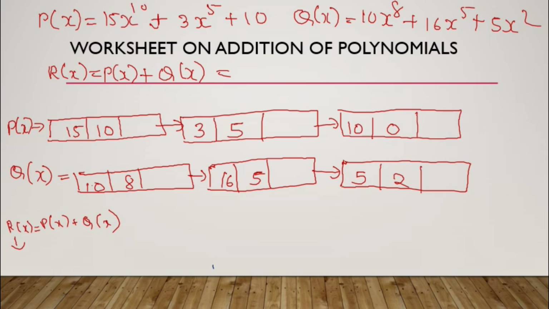Okay, so we know that initially, students, this is p of x. Of course p will be pointing here, and q will be pointing to q of x, so we know that q will be pointing here, initially. So what will happen now is we are adding. How do we add exactly? We compare the powers, that is, we compare the exponents for adding.